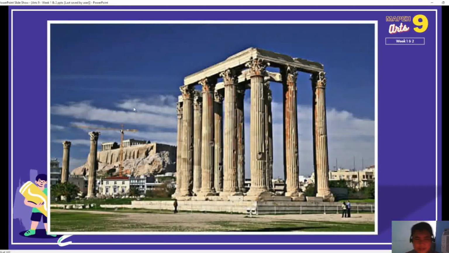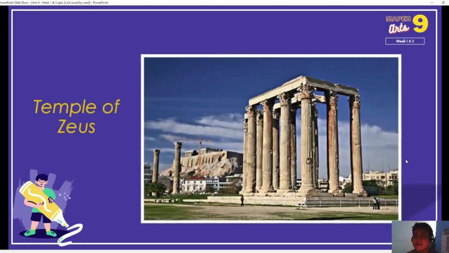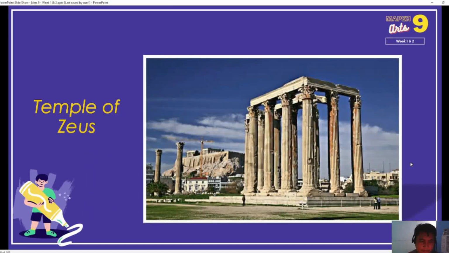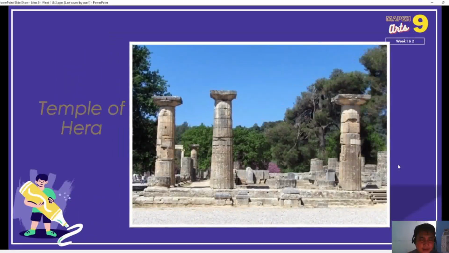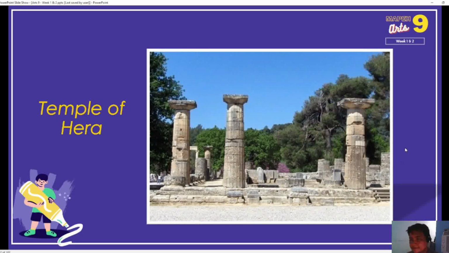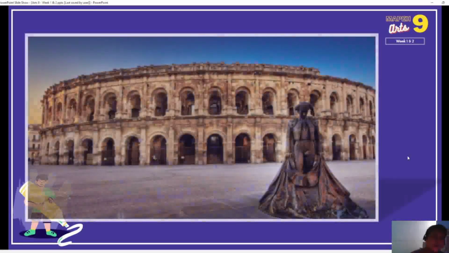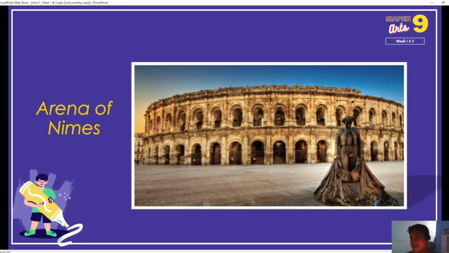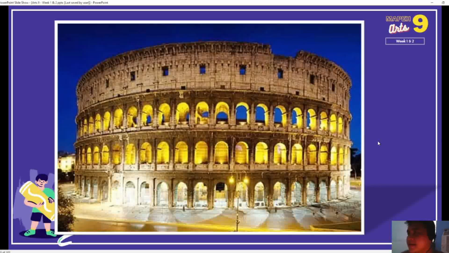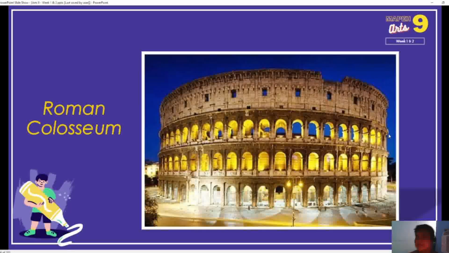Let's have an example. This one is very famous in Greece, the Temple of Zeus. Another one from the Greek architecture, this one, the Temple of Hera. For the Roman architecture, we have here the Arena of Nimes, also known as Nimes Amphitheater. And of course, the very famous in Rome, where gladiator battles occurred, the Roman Colosseum.